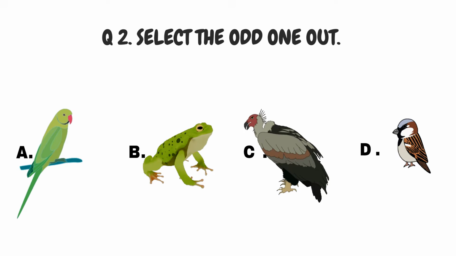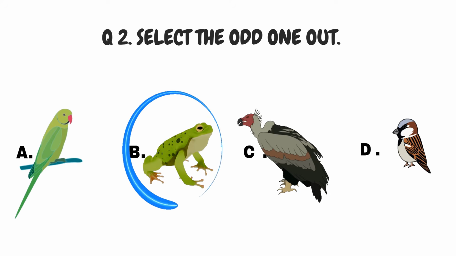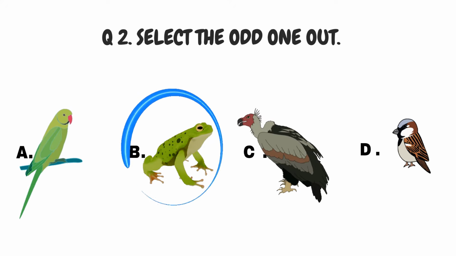Question 2. Select the odd one out. The options are A. Parrot, B. Frog, C. Vulture, D. Sparrow. So the odd one out is frog, because all the 3 are birds and frog is an amphibian. So the correct answer is B. Frog is the odd one out.